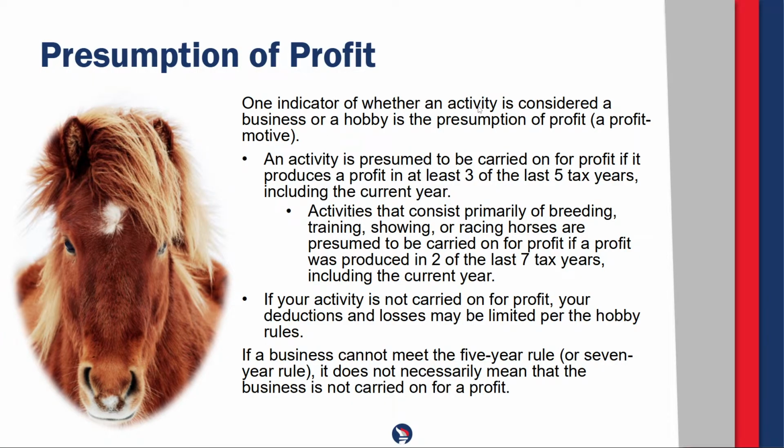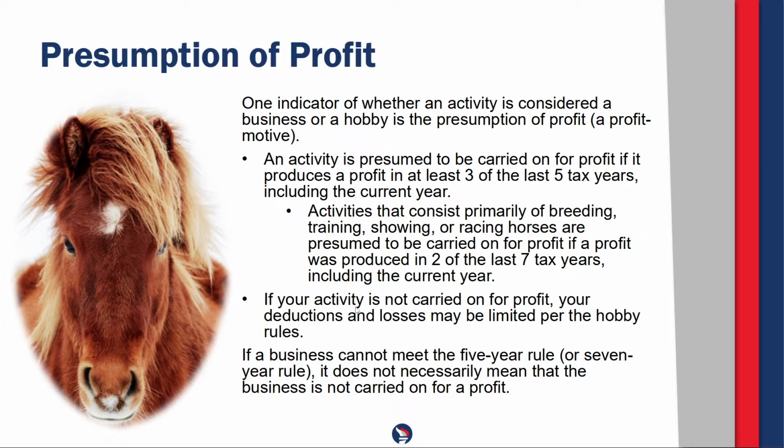One indicator of whether an activity is considered a business or a hobby is the presumption of profit. I have a profit motive. An activity is presumed to be carried on for profit if it produces profit in any three of the last 5 tax years, including the current one. There are some businesses that are a little harder. So, for instance, they have racing horses, 2 of 7. Oh, okay, well, this isn't Kentucky, so I'm not worried about that.